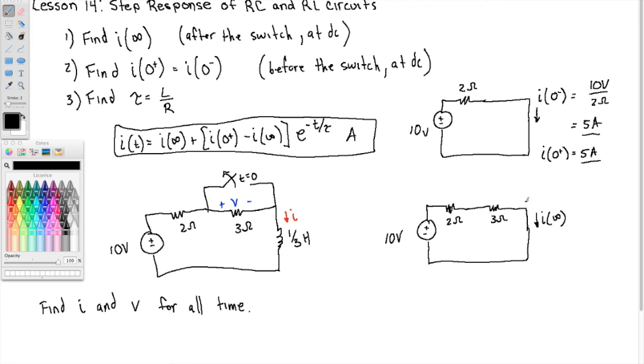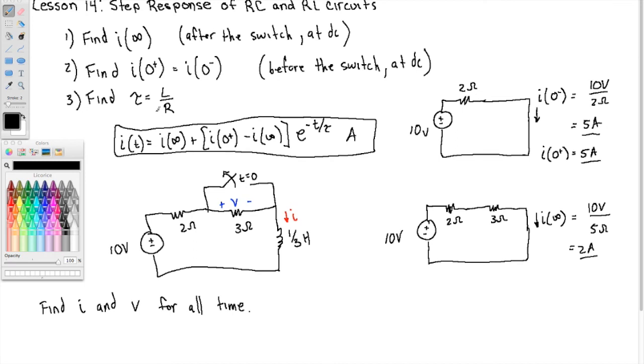So again, this is very easily solved. This is 10 volts over, and then these are in series, 5 ohms. So this is 2 amps. So you see what's happening here in this circuit. The inductor is going from 5 amps to 2 amps. It was at 5 amps before the switch. Then we pull that switch, and eventually it goes to 2 amps. So the question is, what is the transition that it makes in going from 5 amps to 2 amps? It does not happen instantaneously or abruptly.